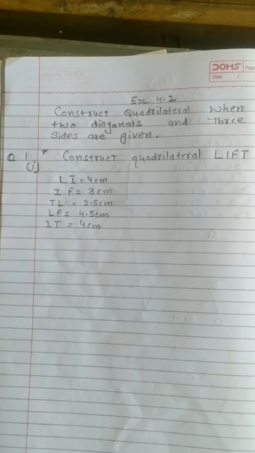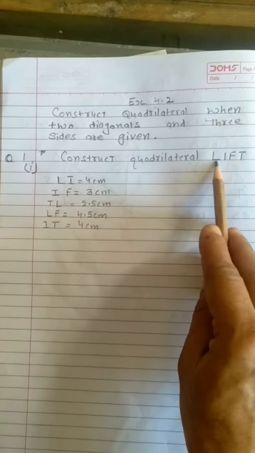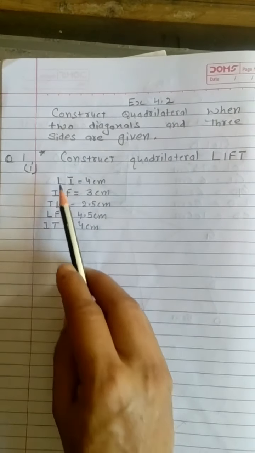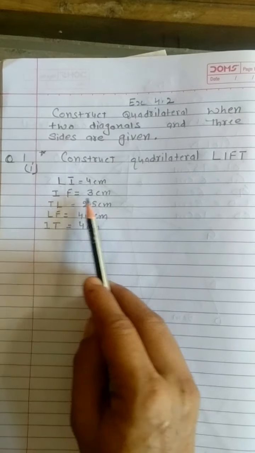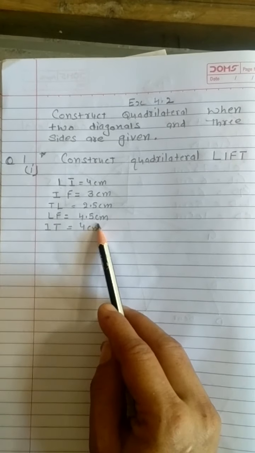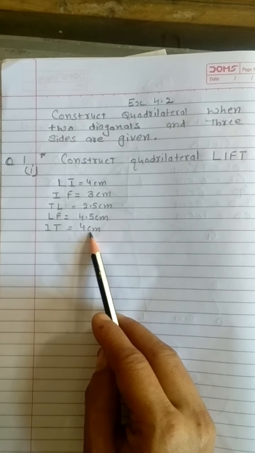Exercise 4.2, question number 1, first part. Today we will learn to construct quadrilaterals when two diagonals and three sides are given. Here, construct a quadrilateral LIFT. Given LI 4 cm, IF 3 cm, TL 2.5 cm, LF 4.5 cm and IT 4 cm.